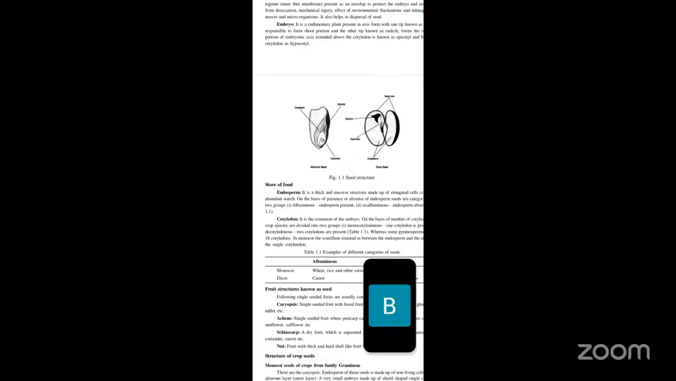Alternate temperature treatment. Most of the plant species which grow in temperate and cool temperate regions require alternate temperatures for the breakage of dormancy, for example bulrush, Typha. Most of the plant species which grow in temperate and cool temperate regions require alternate temperatures for the breakage of dormancy.